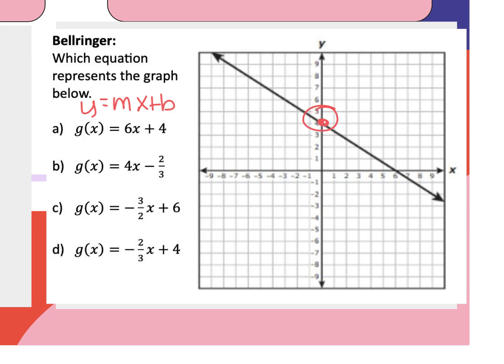Here I can see my y-intercept is in fact 4, so I can cancel out B and I can cancel out C because A and D are the only ones with a b value of 4. I can see also that this line is in fact negative. So I know my slope is going to be negative, which means it cannot be A, but I am going to double check that it is in fact negative 2 over 3.